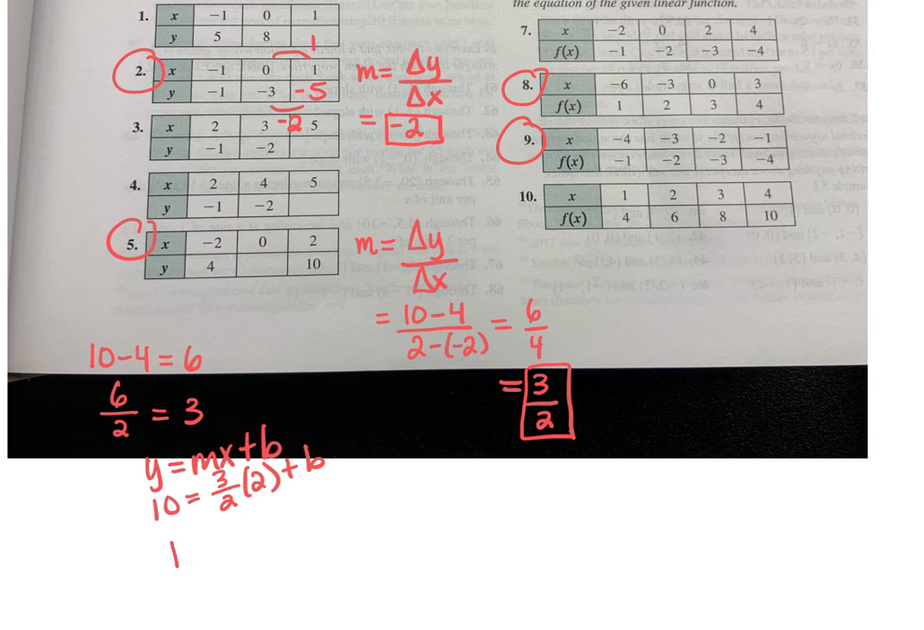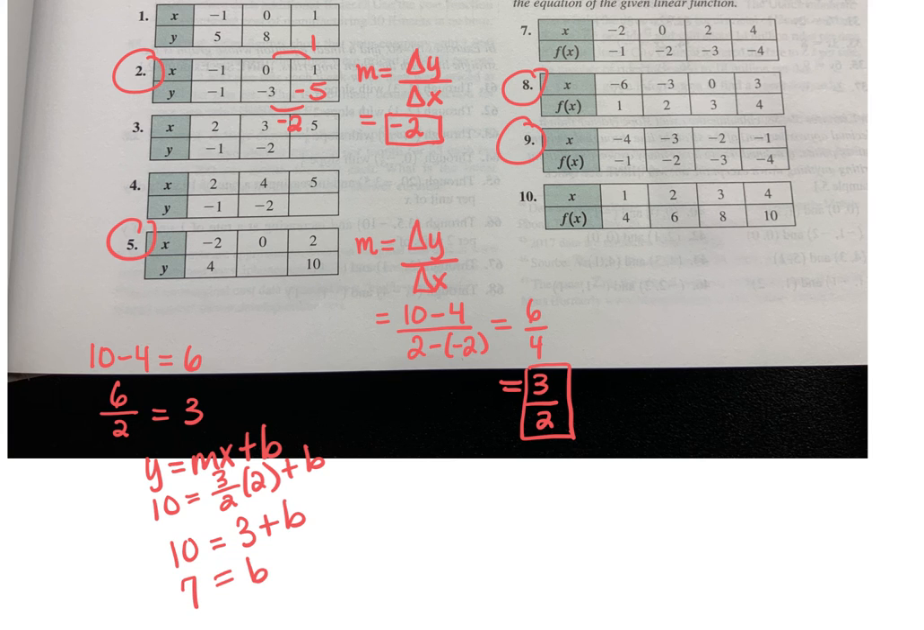And then that's 10 equals what? What's 3 halves times 2? 3. So 10 equals 3 plus b, so 7 equals b. So b equals 7.